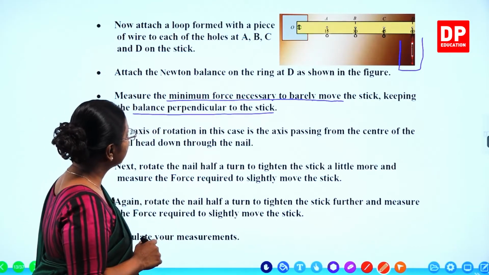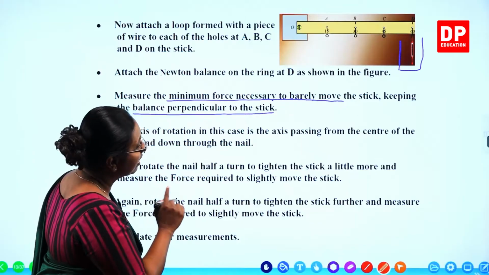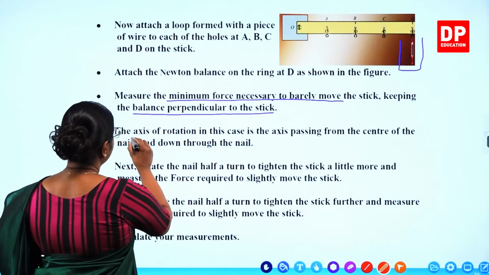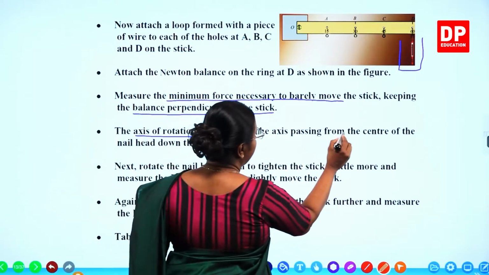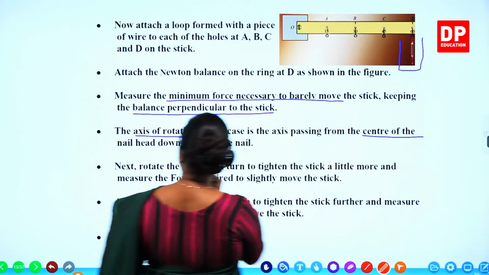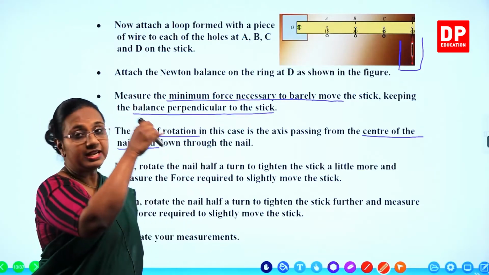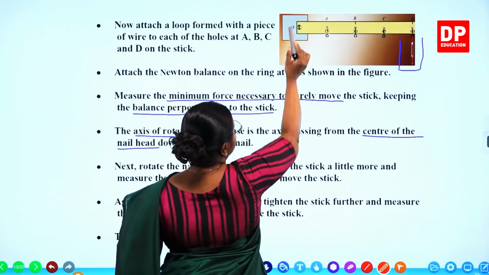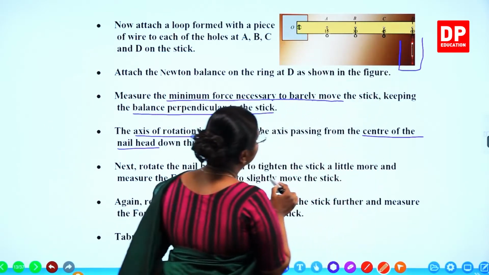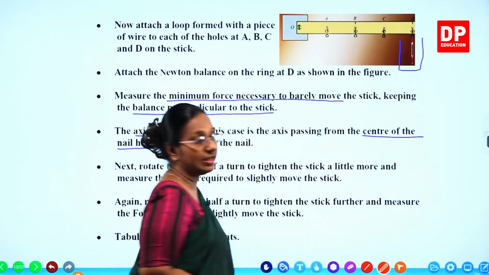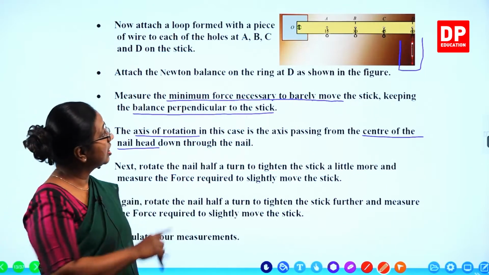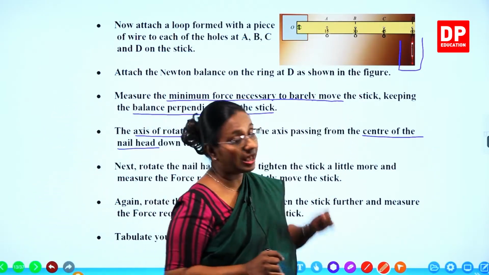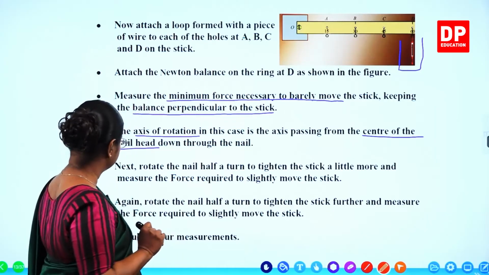The axis of rotation in this case is the axis passing from the center of the nail head down through the nail. So that is what we will be taking as the axis of rotation. So here is the axis of rotation, here is the point of application of force, and that's going to be the perpendicular distance. You can remember, students, that is 60 centimeters distance and it's marked there as well. So you know the distance.